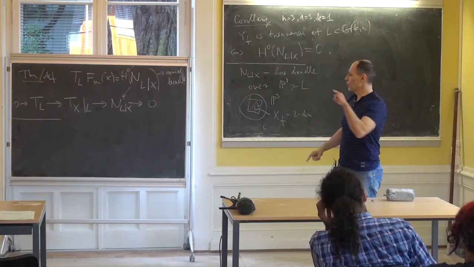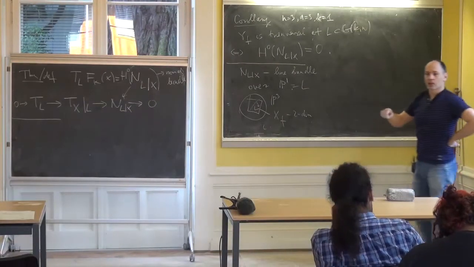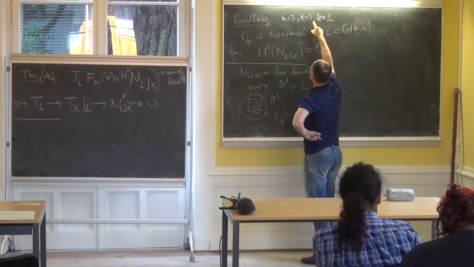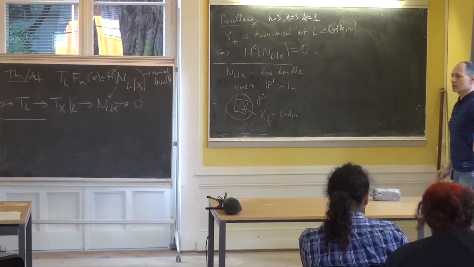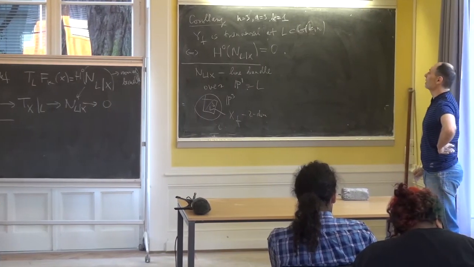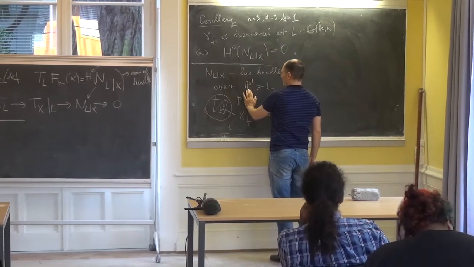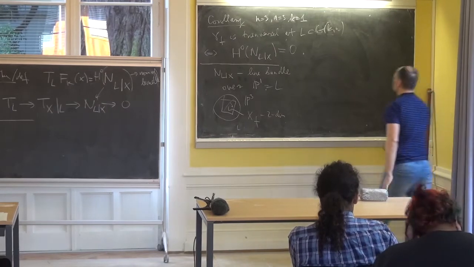This will not be true for the next case when you have d equals 5 in n equals 4. So this only really works in this case because now we are just calculating H0s of line bundles over P1, and those are really easy to do.